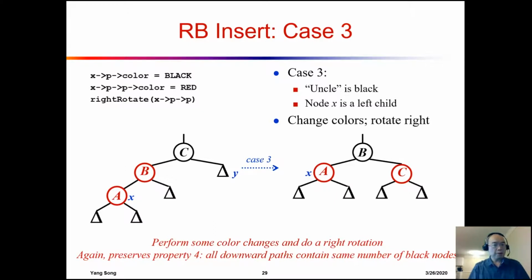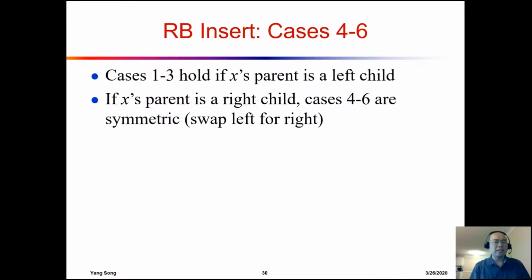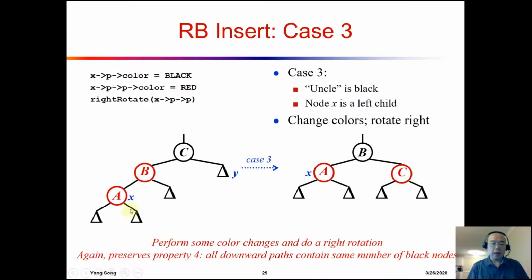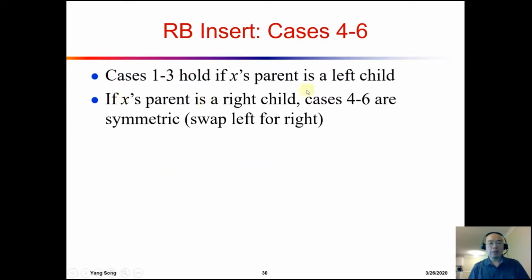You may find that's already hard enough. We have already talked about case 1, case 2, and case 3. And guess what? We have cases 4, 5, and 6. The difference is that cases 1 to 3 hold if X's parent is the left child. However, if X's parent is a right child, then we go into cases 4, 5, and 6. They are just symmetric to cases 1, 2, and 3.